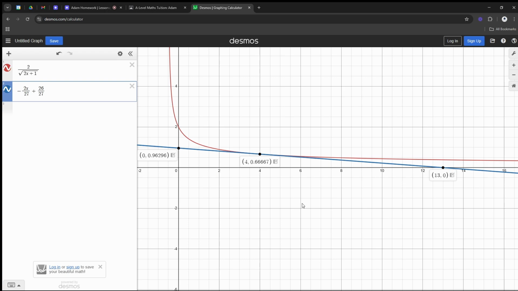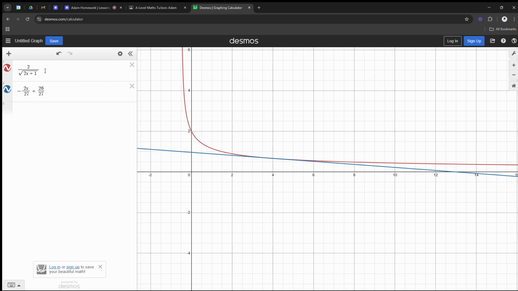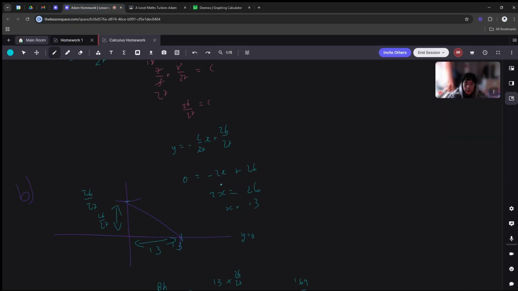And as you can see, this is a triangle. I've drawn it on Desmos, 2 over root 2x plus 1, and then they meet at 4, and it has the x-axis. The equation has an x-intercept and y-intercept that I'm assuming are both correct, because it's 13, and this is 26 over 27. And then the area of that is going to be base times height over 2, and that's it. Cool, lovely, nice.